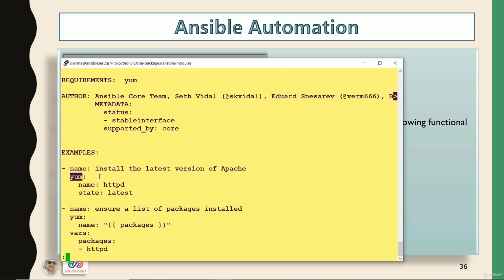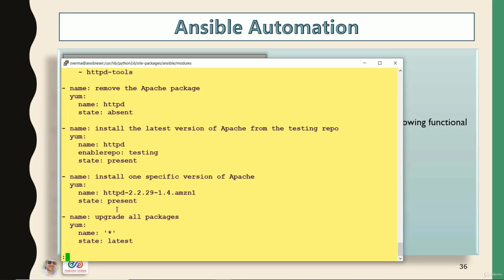So all the options are shown here: install the latest version of Apache, you have to use this one, and if you want to install the latest version of Apache from the testing repo, this is where you can use it. So this is the repository from where you want to install this package. If you want to remove any package, you have to use state equal to absent.